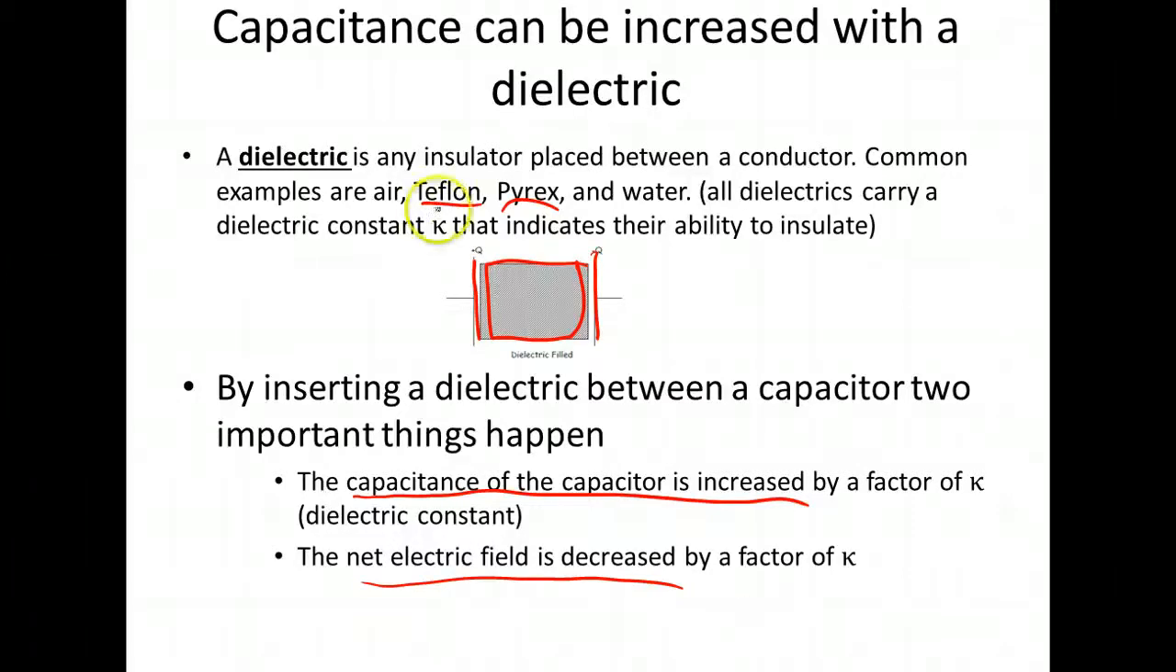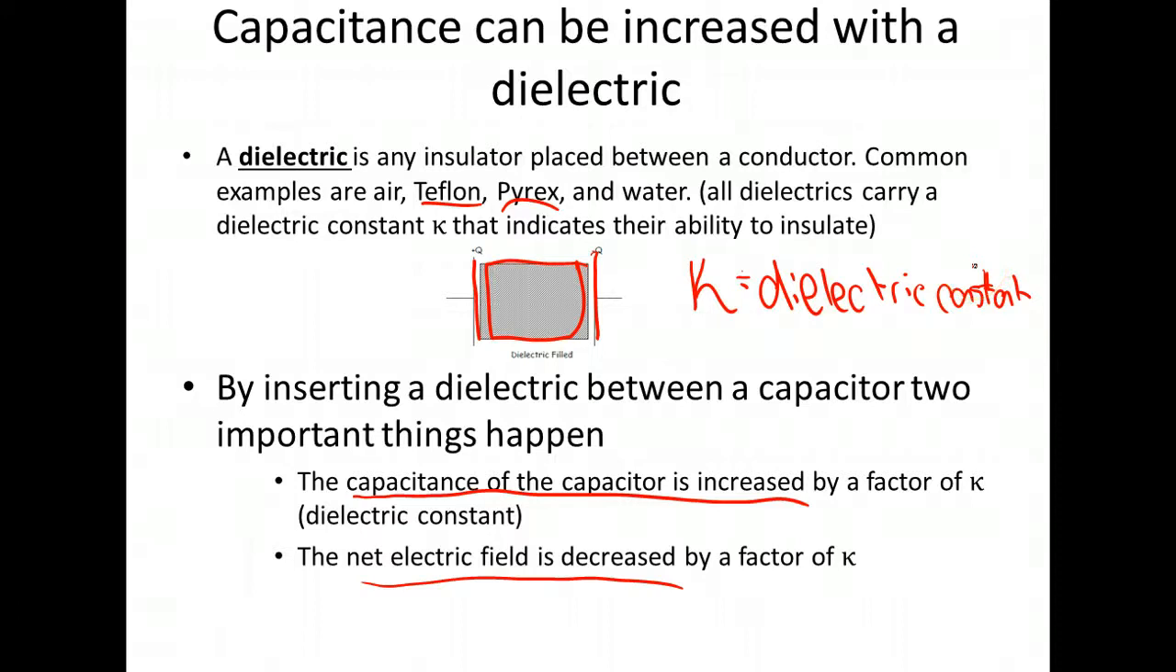Depending on the material that we use, whether it's air, Teflon, Pyrex, or water, each dielectric has what we call a dielectric constant, which is like its ability to insulate. Some things are able to add capacitance greater than other things. We call this kappa, which is a Greek letter. Kappa is the dielectric constant. It will always be given. There is a table in your book with it.